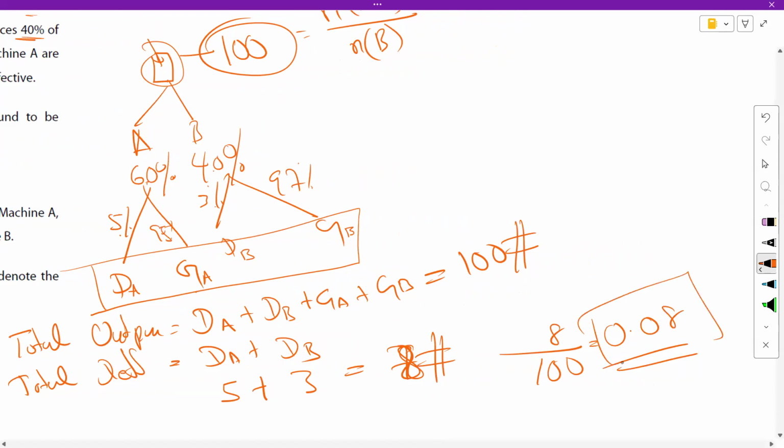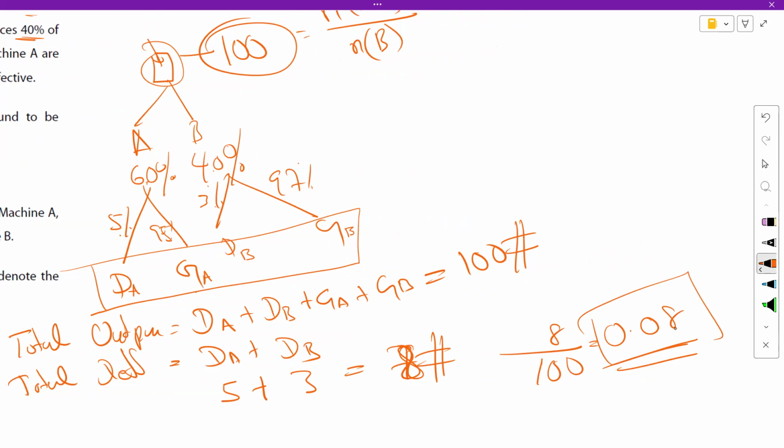Isn't it? This is the probability of getting a defective item among the total items produced. It means the probability of a defective item produced by machine A or B, right? This 8% represents the probability of getting a defective item. Is this point clear?